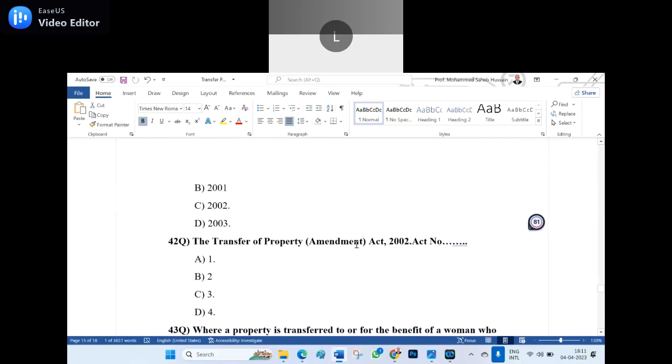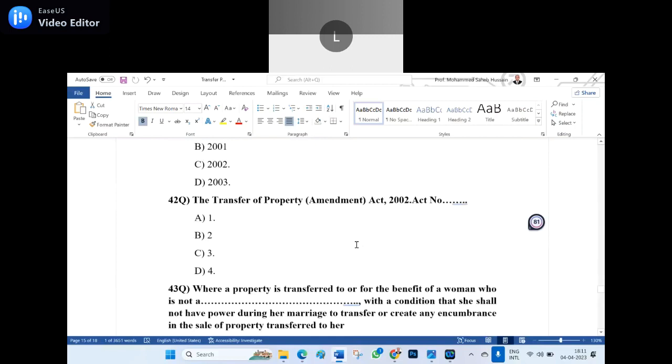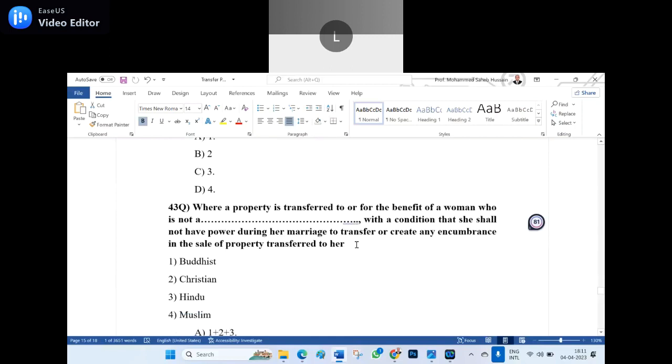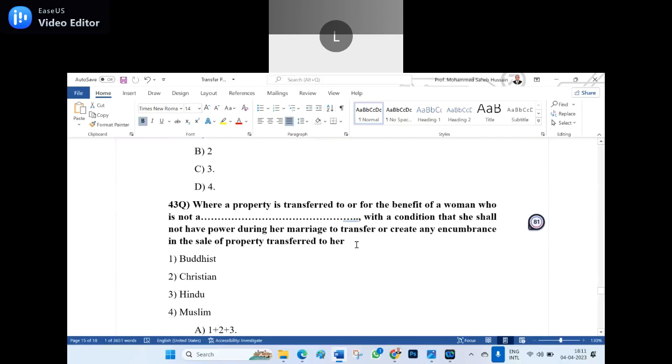Okay, now the Transfer of Property Amendment Act 2002, Act number: A, 1. B, 2. C, 3. Option D, 4. D, 4, sir. Wrong. 3. 3 is the right answer. Now, let us see this question.